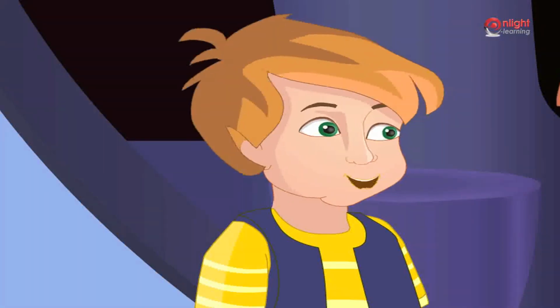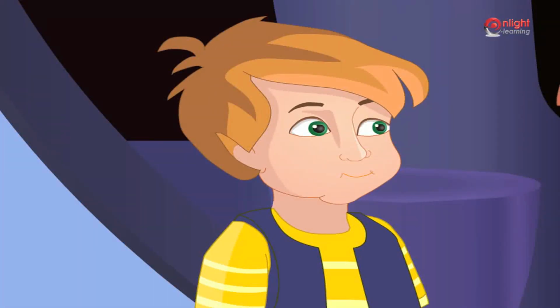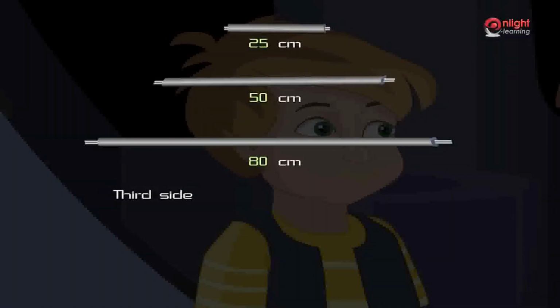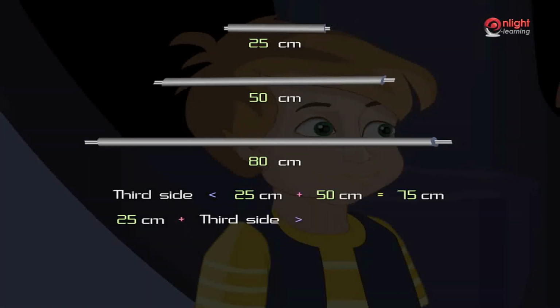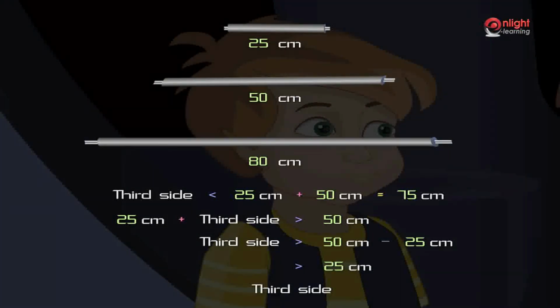To form a triangle, we shorten the length of the rod such that its length is less than the sum of 25 centimeters and 50 centimeters, that is 75 centimeters. Also, sum of 25 centimeters and the third side must be greater than 50 centimeters. Hence, the length of the third side must be greater than 25 centimeters. Hence, to form a triangle, the length of the longest rod must be cut short to a length less than 75 centimeters and greater than 25 centimeters.